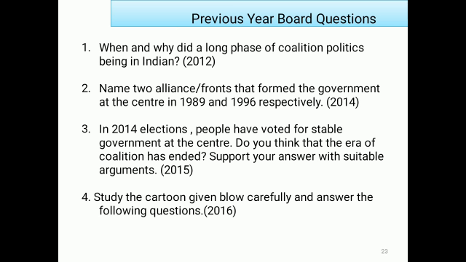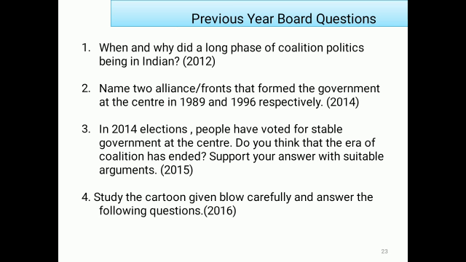Okay. In the 2014 elections, people voted for a stable government at the center. Do you think that the era of coalition has ended? Support your answer with suitable arguments. Just after the 2014 election, this question was in your board exam. So this time also, keep an eye on what is happening all around you in politics. You have to keep your eyes and ears open.